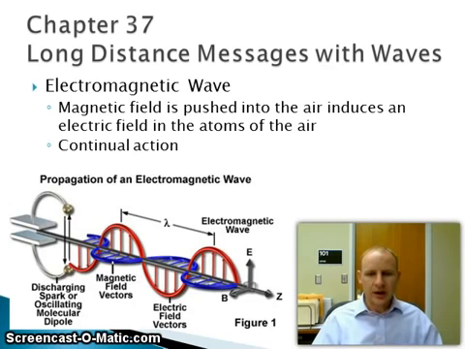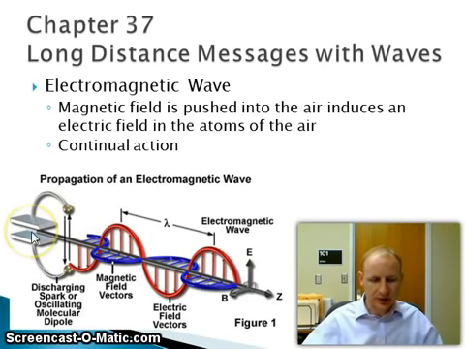So an electromagnetic wave is produced when a magnetic field is pushed into the air, which induces an electric field in the atoms of the air. And then it's a continual action from there. We can use an oscillating machine here, an example of an oscillator, which takes current and switches it back and forth very quickly.